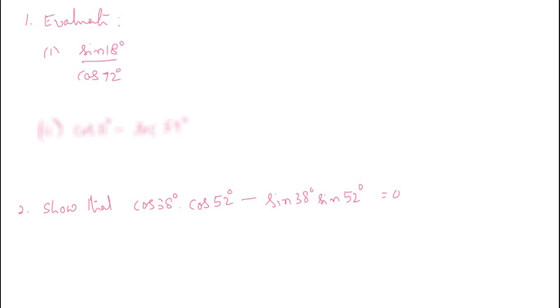Now let us solve some problems. Evaluate 1. Sin 18 divided by cos 72. Now sin 18 can be written as sin 90 minus 72, divided by cos 72. Sin 90 minus A is cos A. Same way, sin 90 minus 72 is cos 72, divided by cos 72. So this is 1.